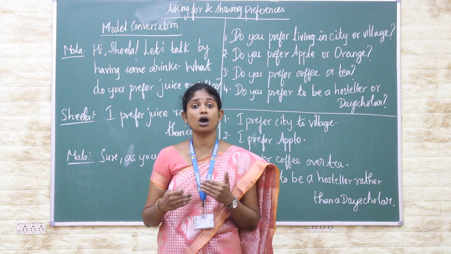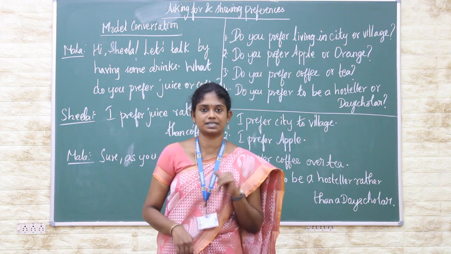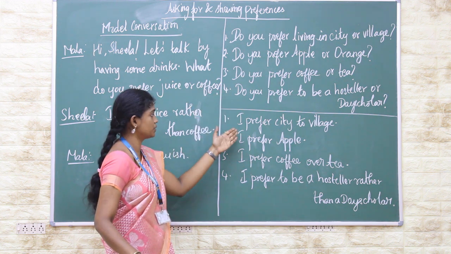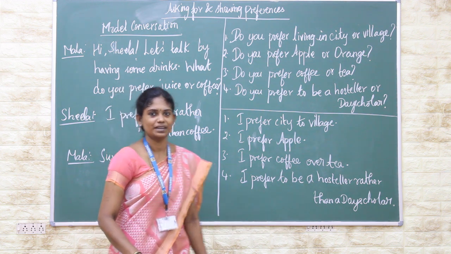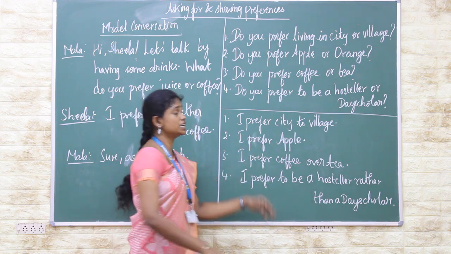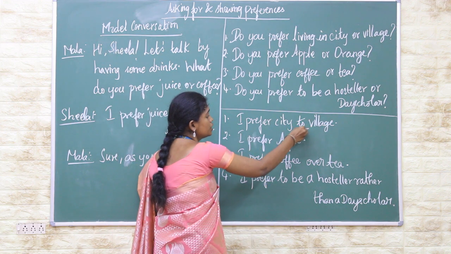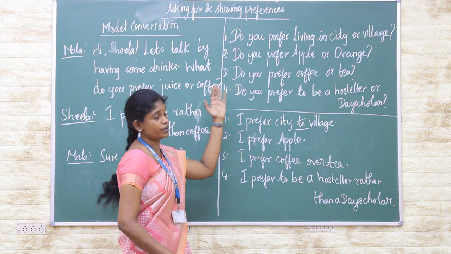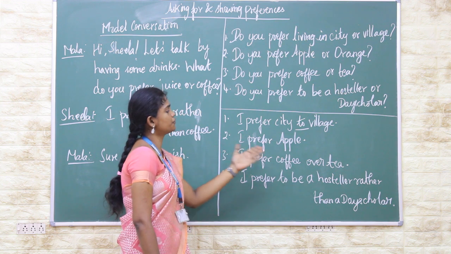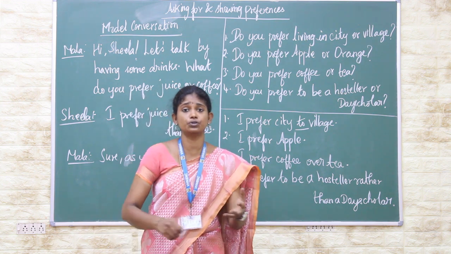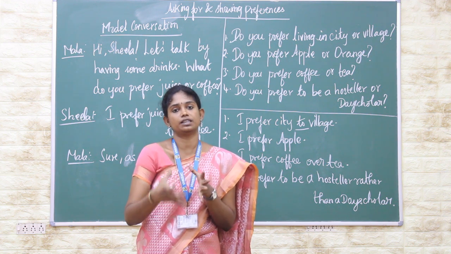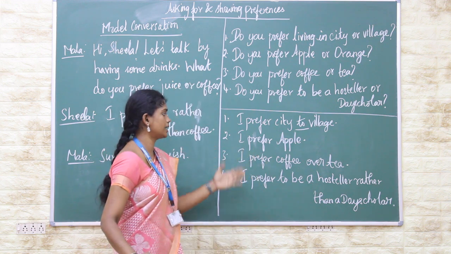Now let's look into the way we are supposed to answer all those questions. The first question we saw: do you prefer living in city or village? What is the answer for that? I prefer city to village. If you prefer living in city and don't like village, you can say, I prefer city to village. Here we have used the word to. Now look at the next question: do you prefer apple or orange? What is the answer for that? I prefer apple. It doesn't mean that you should mention the other fruit which you don't like. You can mention just the thing which you like the most. I prefer apple. That's more than enough.